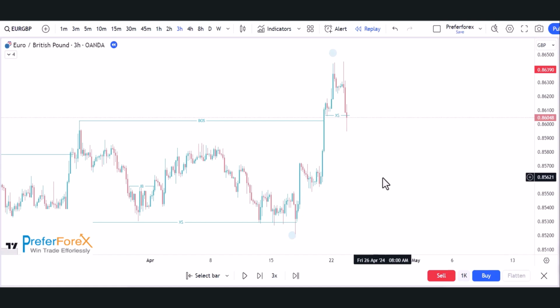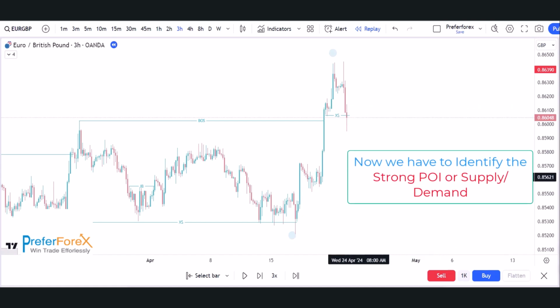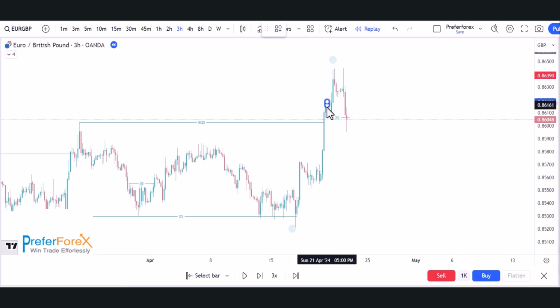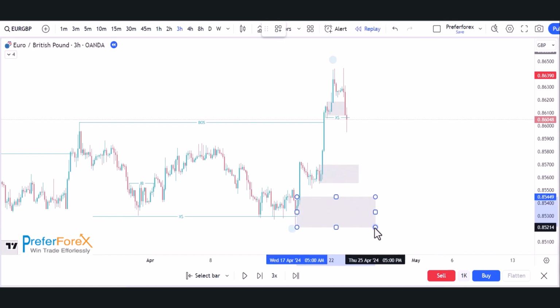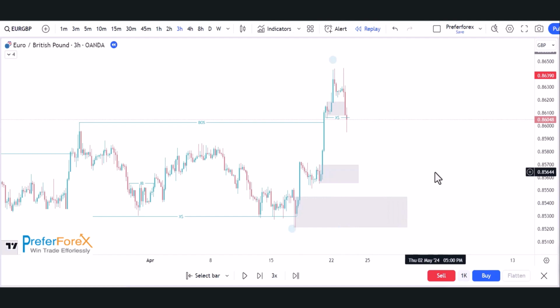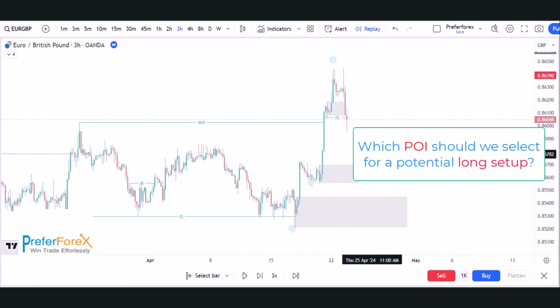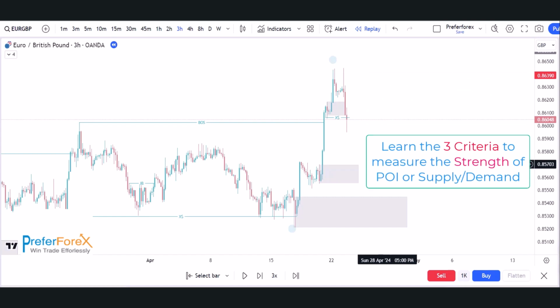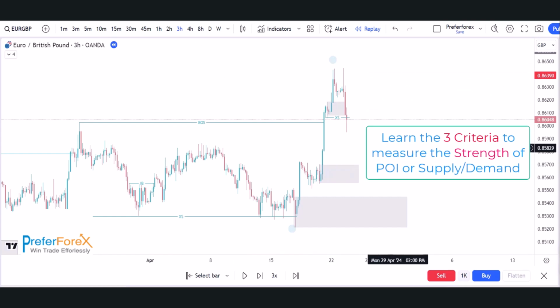And the next step is to identify POIs where we can search for a buying opportunity since the market structure is bullish. There are several POIs here. This one, and this one. But which POI has the highest potential among those 3 POIs? To identify high potential POI, we have to measure the strength of it. The stronger the point of interest, the higher the chances of winning.